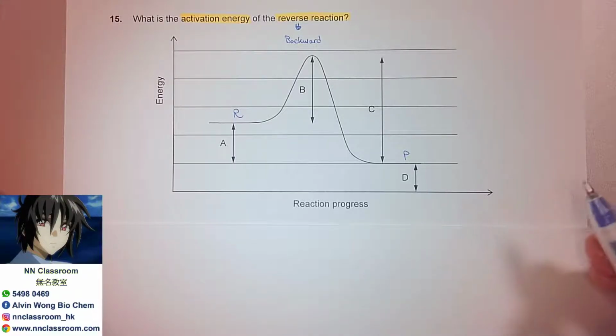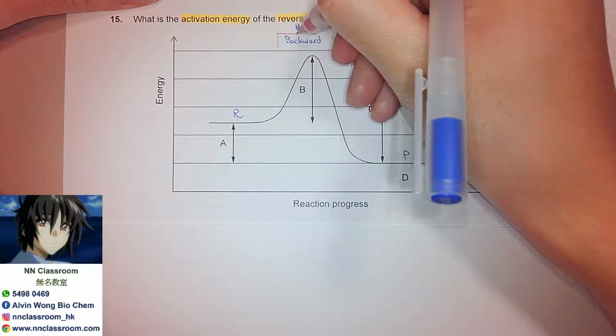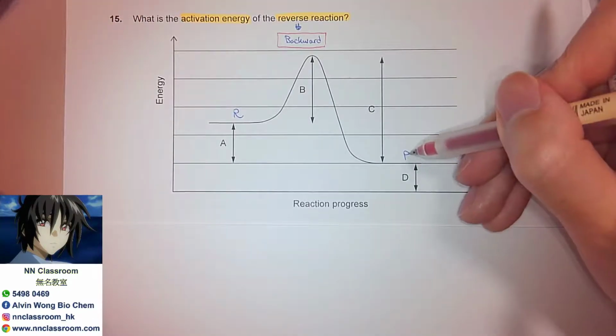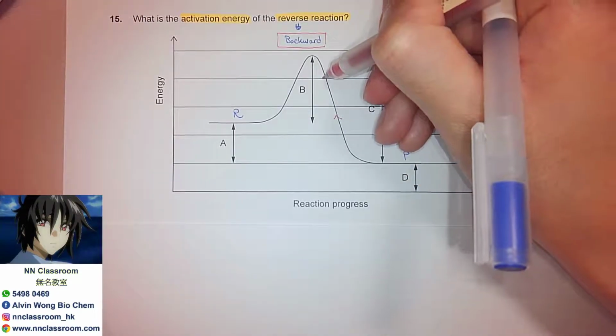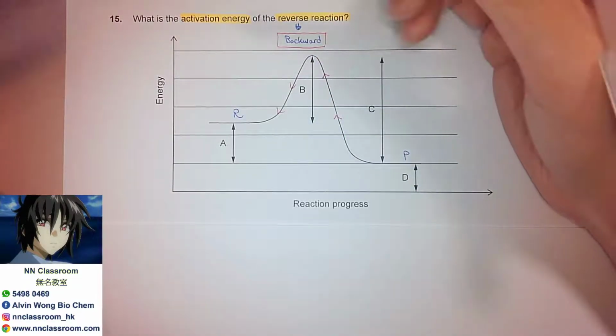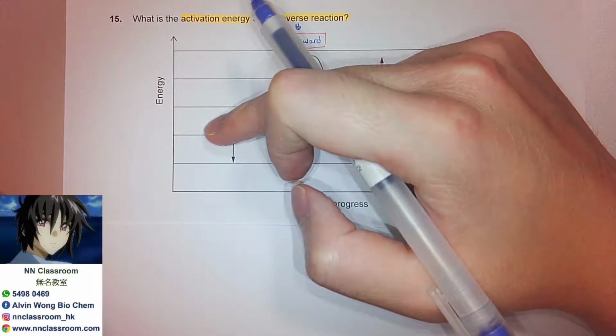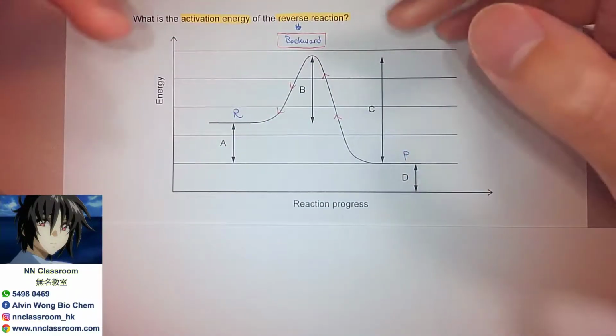But now, are they asking me to go forward? No, asking me to go backward. So that means now my direction should point from the product, going back to the reactant, like this, right? Just like walking up the mountain and then going back down to the reactant. So that is the reverse reaction, the backward, right?